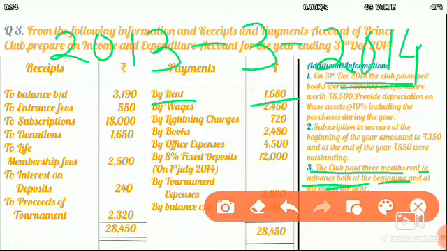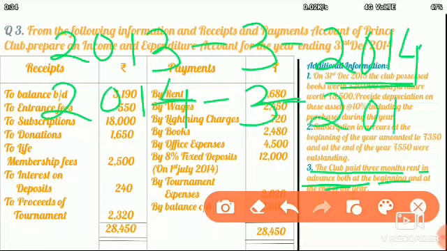Then they have also said that in the current year, that means at the end, our current year is 2014, again another 3 months advance is paid. This we assume is for 2015. This is for the next year.